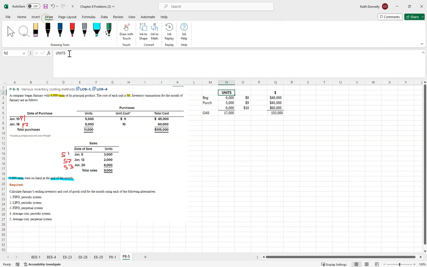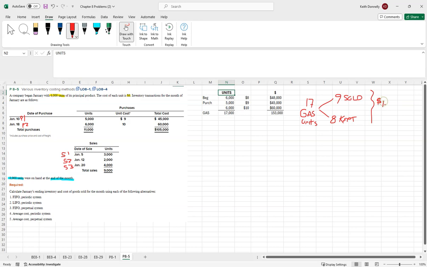So here's the deal. Let's start with a unit perspective. We had 17,000. That was our max capacity, our goods available for sale in units. We know over here that we sold 9,000, which means 8,000 we kept, our ending inventory, right down there. So that's in units.